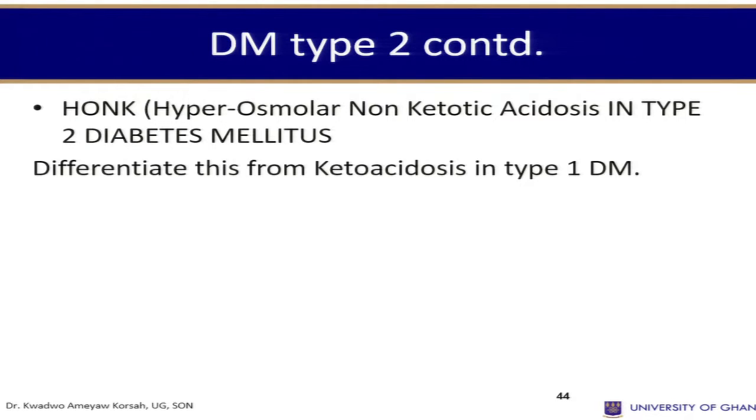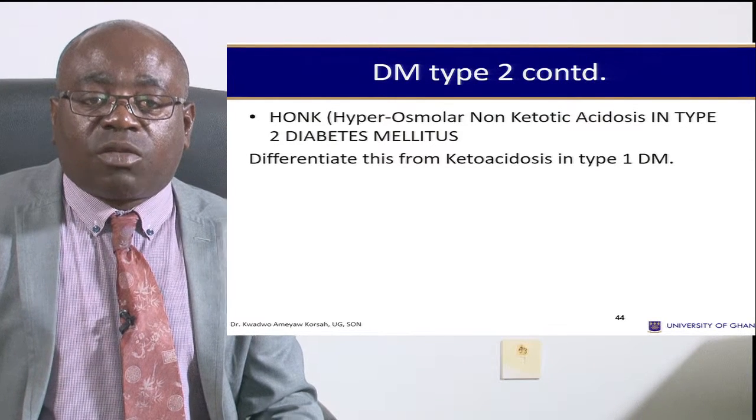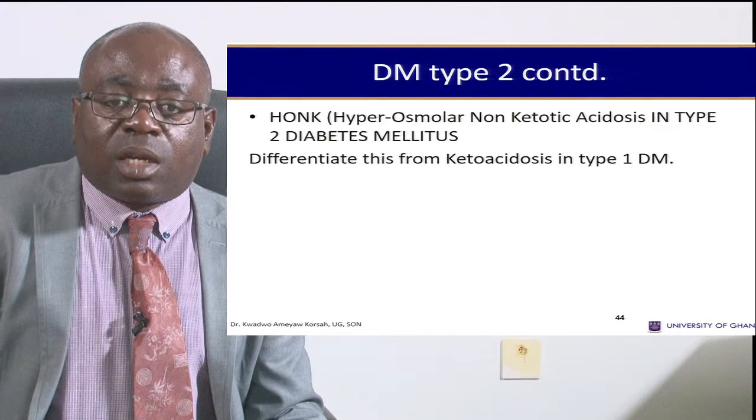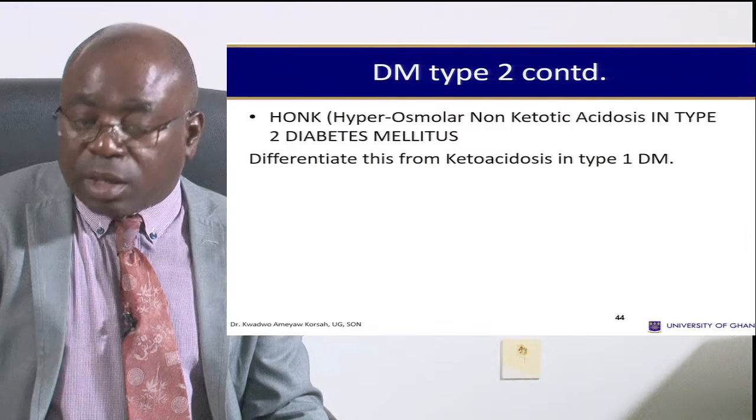Read on HONC, which is hyperosmolar non-ketotic acidosis in type 2 diabetes. And you have to differentiate this from ketoacidosis in type 1.